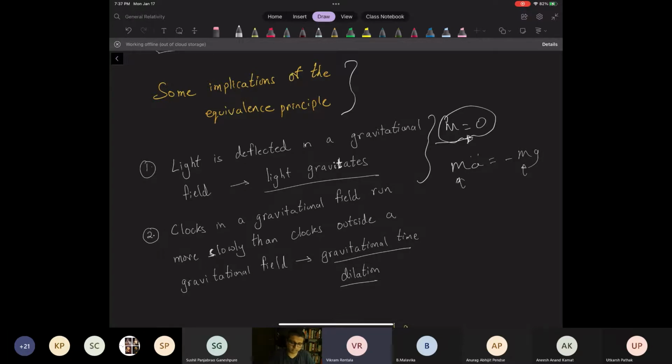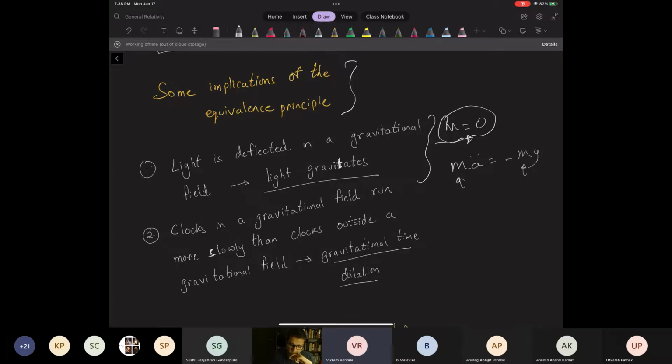But when you take the version of this equivalence principle to be the strong equivalence principle, we'll see that it also means light should be deflected in a gravitational field. That is, light should also feel the effect of gravity.